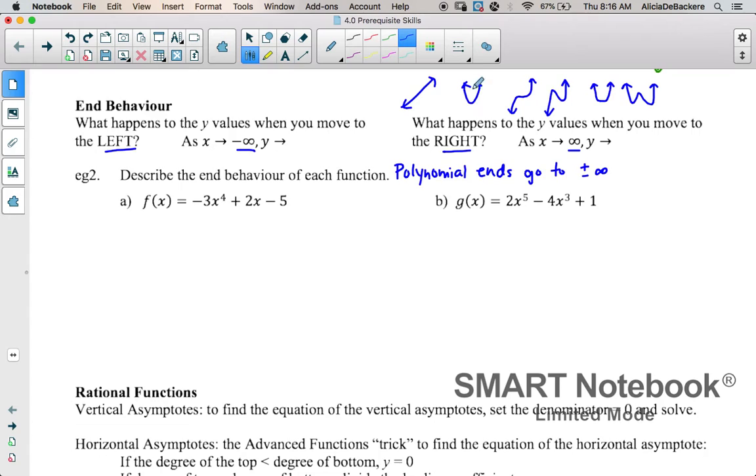Notice though that the ends are always heading up or heading down. They're not heading towards a horizontal asymptote or anything like that. So let's remember, how do I figure out which ends are going where? What I look for is the lead coefficient. The lead coefficient here is going to tell me which way I go on the right side of the graph. So because this is negative, it tells me I'm going down on the right.